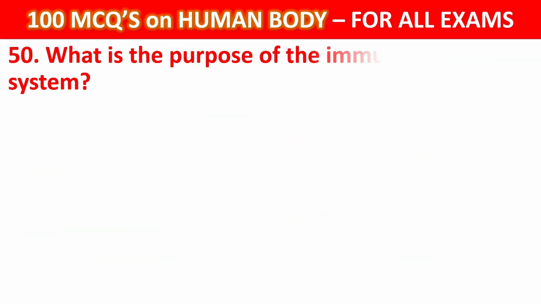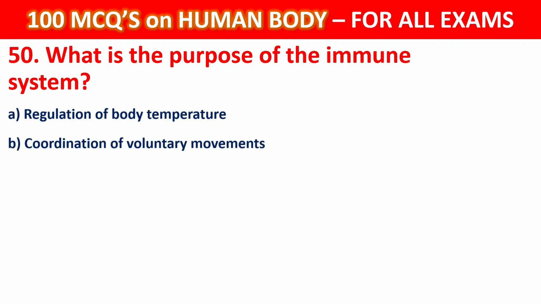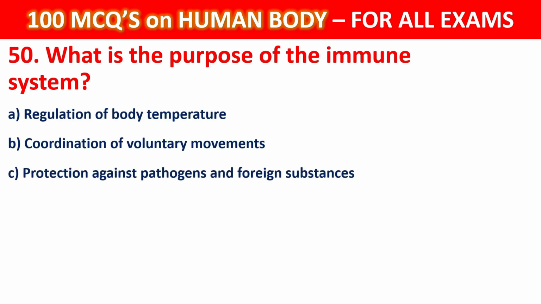Let's continue. What is the purpose of the immune system? Your options are regulation of body temperature, coordination of voluntary movements, protection against pathogens and foreign substances, or digestion of food.